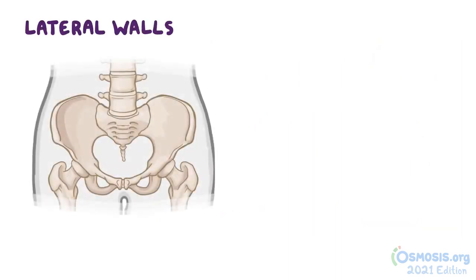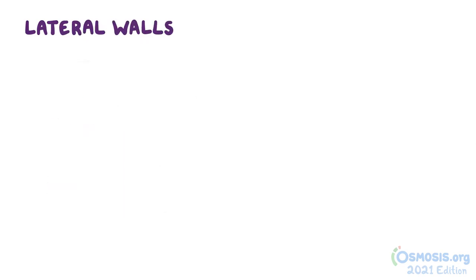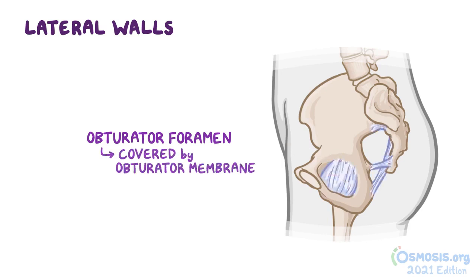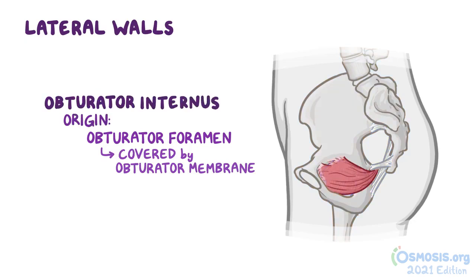The lateral walls of the pelvic cavity are formed by the right and left hip bones. Each hip bone has an inferior opening called the obturator foramen, which is formed by the pubis and the ischium. The foramen is partially covered by a membrane called the obturator membrane. This membrane and the pelvic surfaces of the ilium and ischium give origin to a muscle called the obturator internus, which pads most of the lateral pelvic wall.